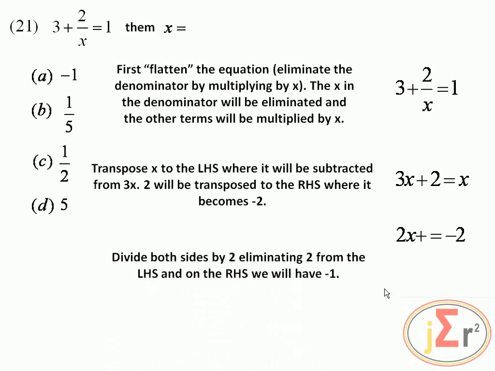Then finally, we will divide both sides by 2. In dividing both sides by 2, the x will be eliminated on this side, and on the right hand side we have negative 2 divided by 2, and that is equal to negative 1. The correct answer is option A.